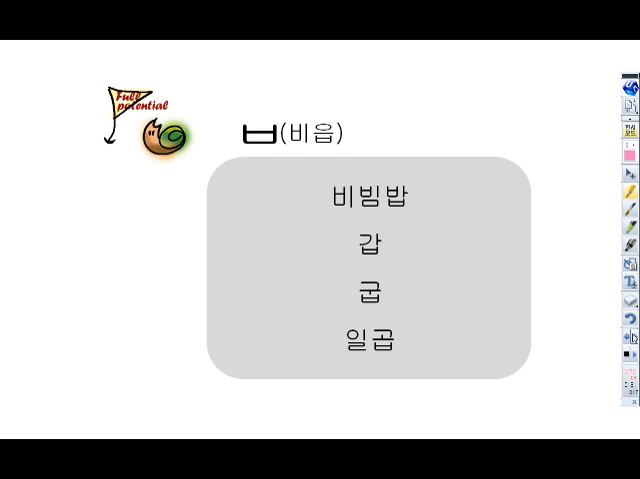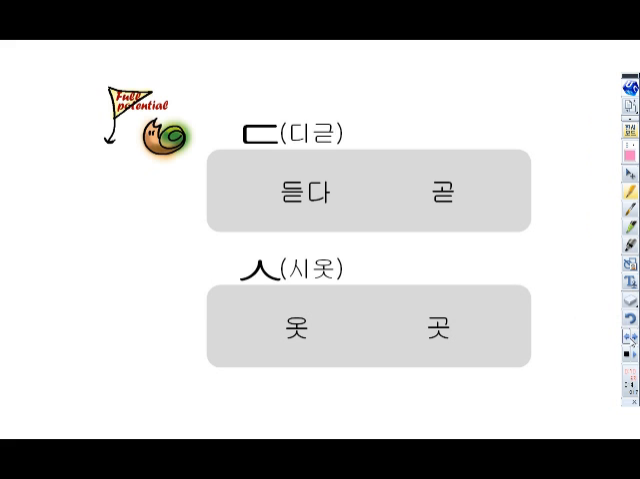This is 비읍. The sounds are 비, 빔, 밥. 갑, 굽, 일곱. 비빔밥, 갑, 굽, 일곱. This is 디귿. The sounds are 듣다, 곧.